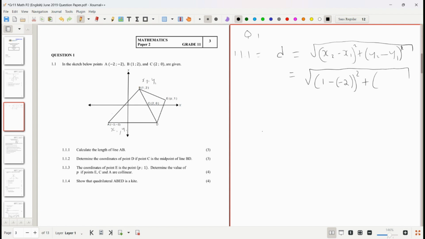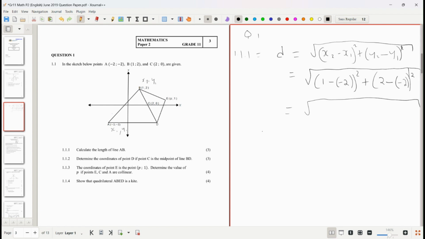And then our y2, what is our y2? Our y2 is 2. Our y1 is negative 2. Again, we minus bracket minus 2 and then we square. All must be inside the square root. Now we simplify everything inside the square root.